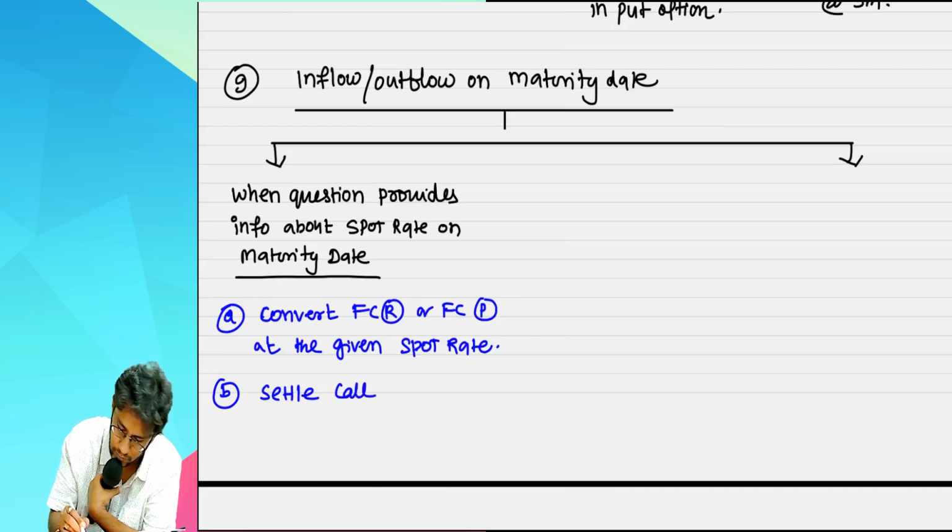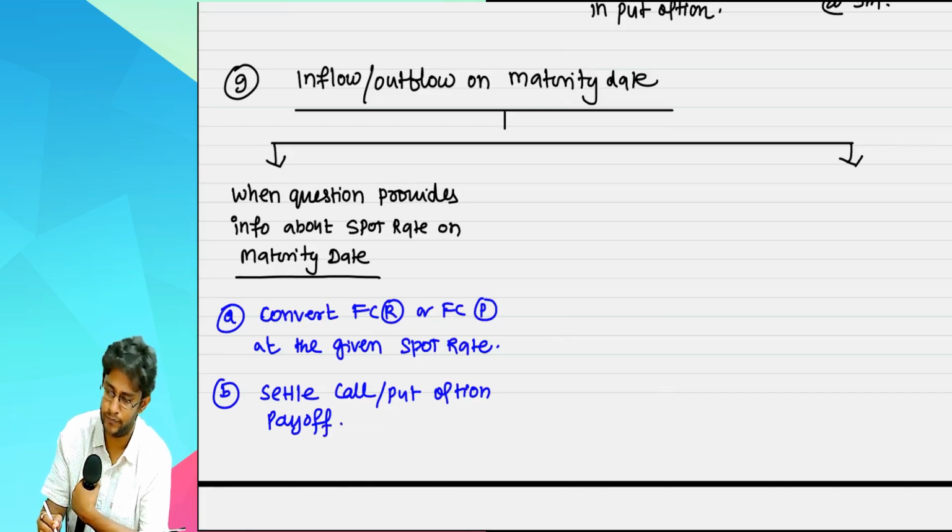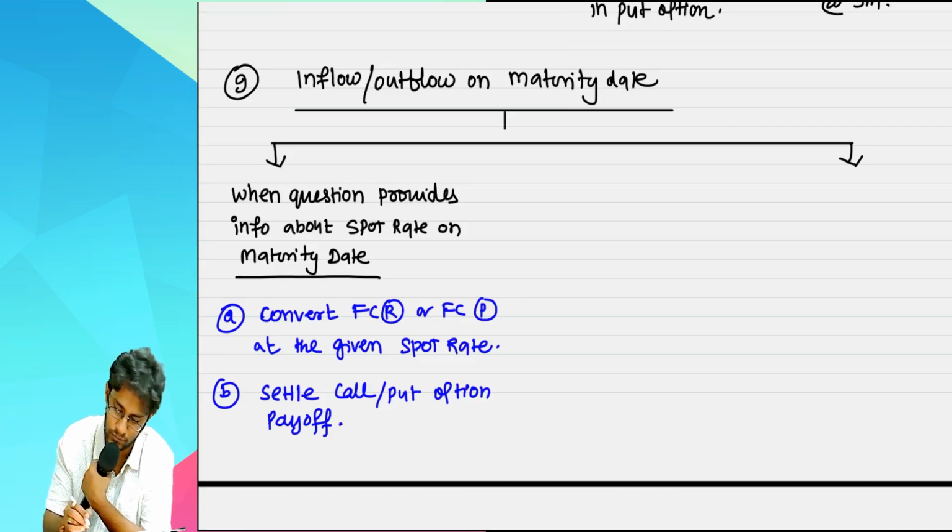Settle. Call oblique put option payoff. Instead of settle, it is better if you write receive.